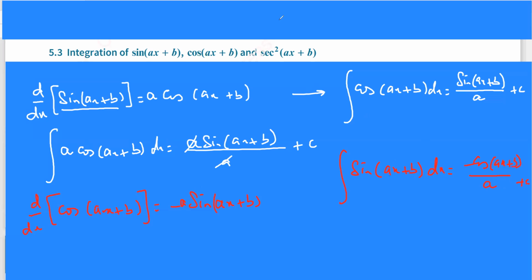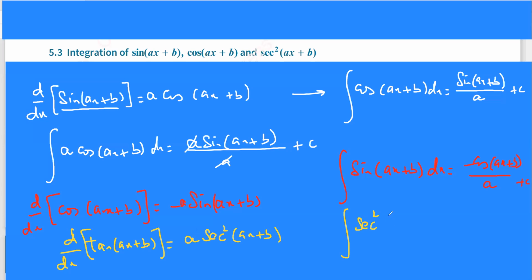Okay? Then you have the derivative of tan ax plus b. So that is secant square ax plus b. Therefore, when you are going to integrate the secant square ax plus b, this would be tan of ax plus b over a plus c.